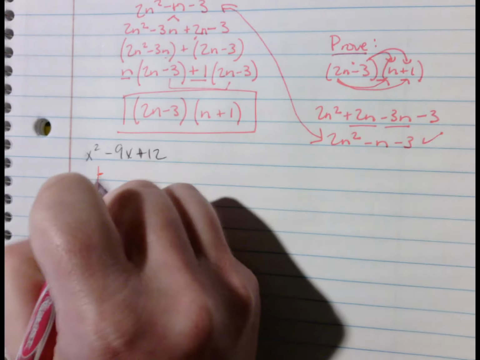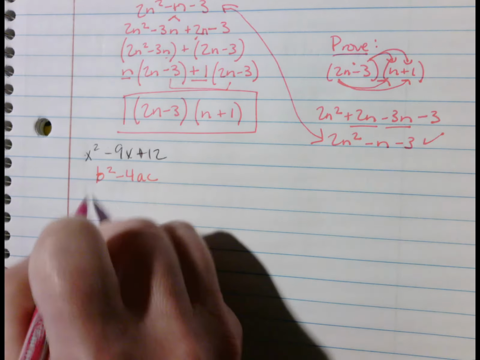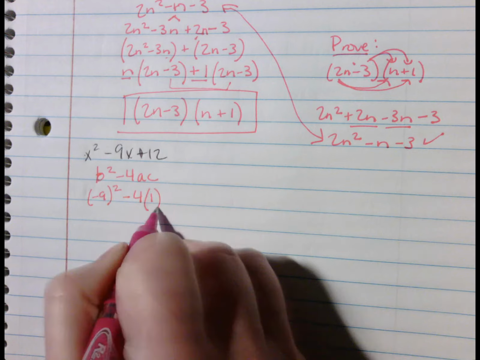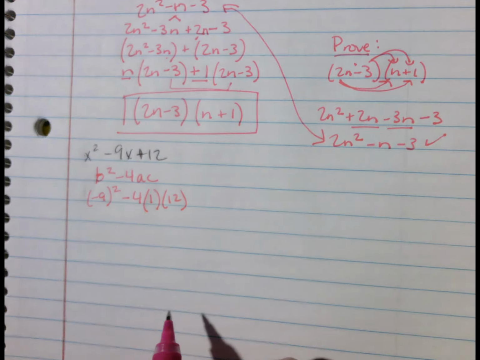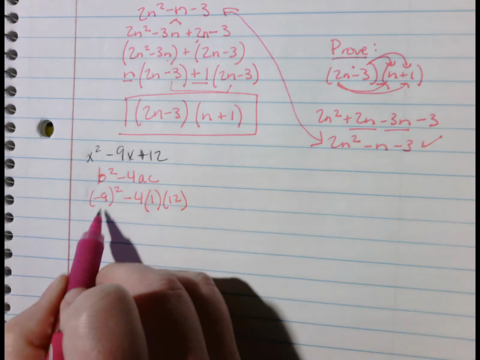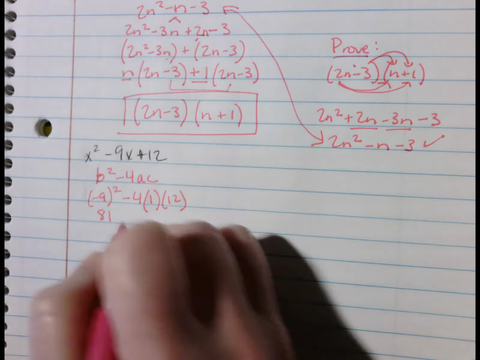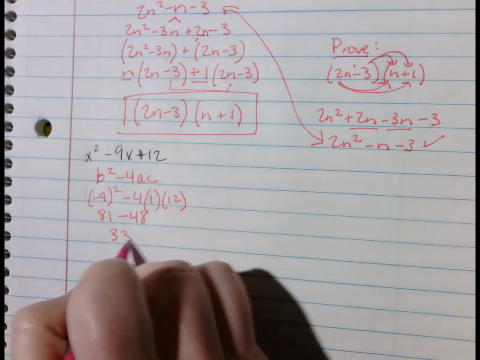So we're going to do b squared minus 4ac. So our b value here is negative 9. Our a value is 1. And our c value is 12. So if we multiply these together, negative 9 times negative 9 is 81. All right, and then we have a negative 4 times 1 times 12, which is going to be negative 48. And if we do 81 minus 48, we get 33.